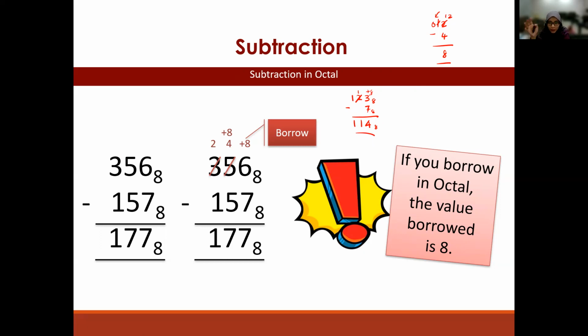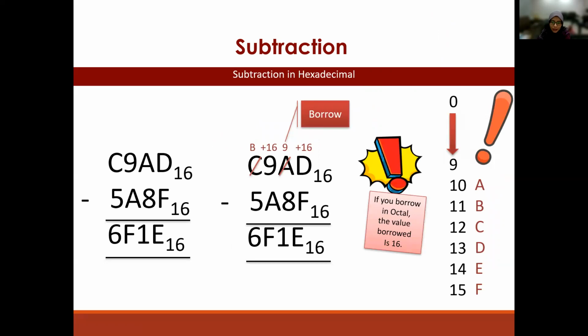What you need to remember is if you borrow, the value of borrow is equal to 8 for octal. Okay. Right, now subtraction in hexadecimal. So same goes to hexadecimal. If you borrow for a hexadecimal number, the value borrowed is equal to 16. Remember that.